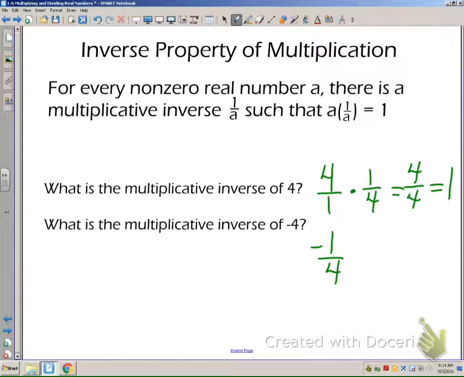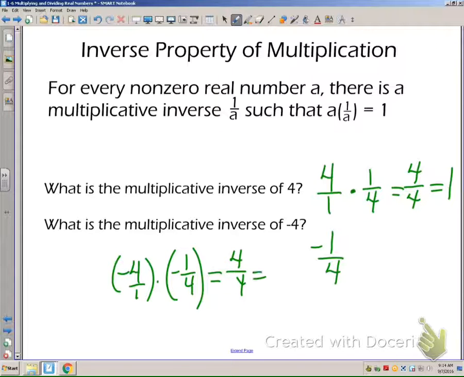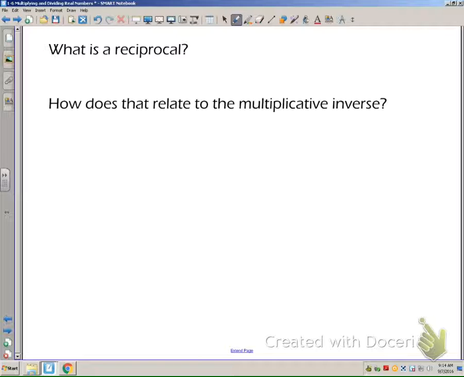And we can double check ourselves by saying, okay, negative 4 over 1 times negative 1 over 4. A negative times a negative is a positive. 4 times 1 is 4. 1 times 4 is 4. 4 over 4 is, in fact, 1. So the product of multiplicative inverses is always going to be a positive 1.